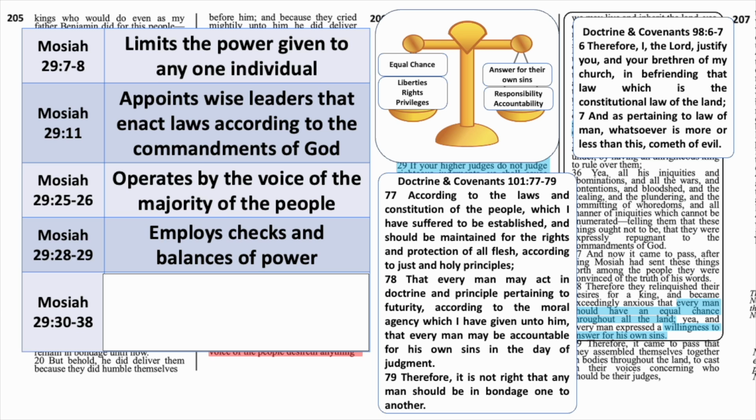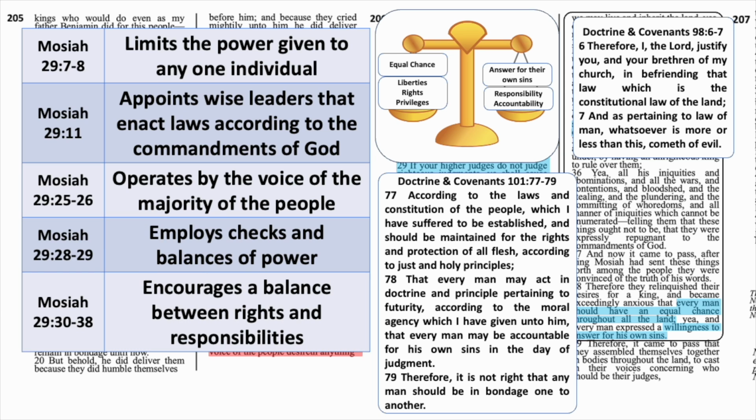So principle number 5 is good government encourages a balance between rights and responsibilities. Now, don't misunderstand me. I love my nation, and all in all, even with its problems, I believe that there is far more right about my country than there is wrong. I'm very grateful for the Constitution and the liberties, rights, and privileges that my government provides me. Still, I feel we would all do well to remember this balance.